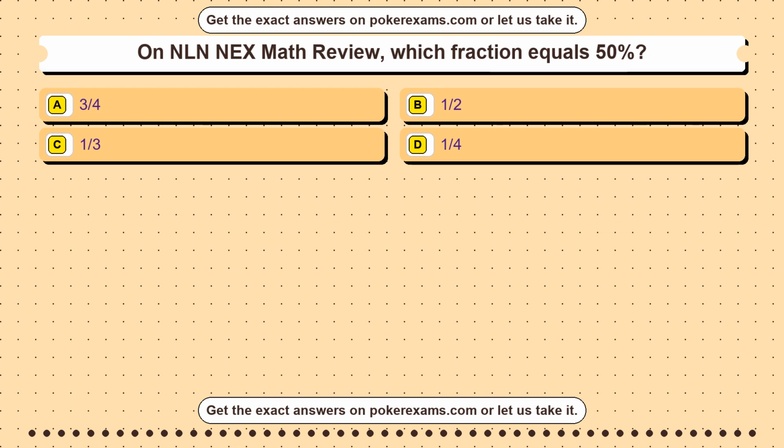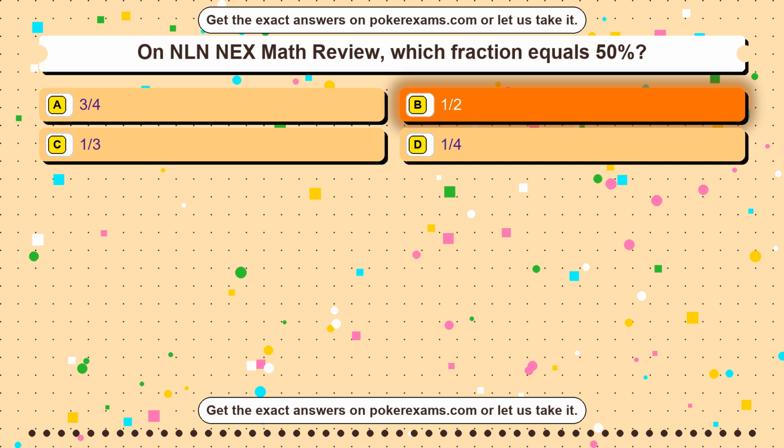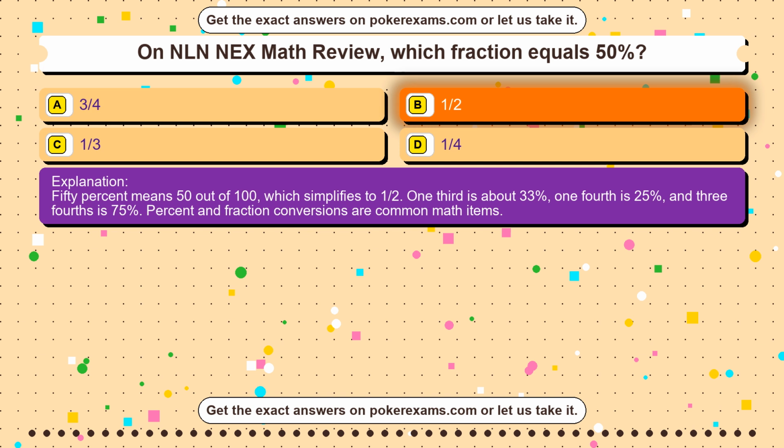Question 24. On NLN NEX Math review, which fraction equals 50%? Option A 3/4. Option B 1/2. Option C 1/3. Option D 1/4. The correct answer is option B. 1/2. 50% means 50 out of 100, which simplifies to 1/2. 1/3 is about 33%, 1/4 is 25%, and 3/4 is 75%. Percent and fraction conversions are common math items.